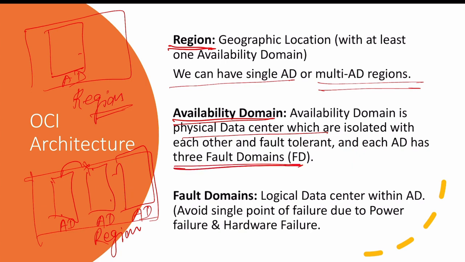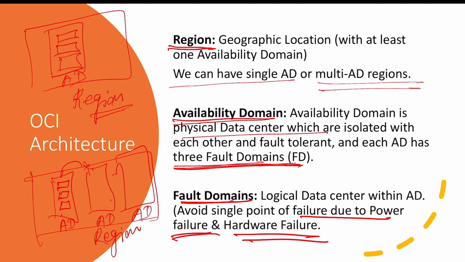This is a very important part. Every AD has 3 fault domains. So what exactly are these fault domains? There is a fixed number of FDs within an AD. The fault domains are logical data centers within an AD to avoid a single point of failure due to power failure or hardware failure. So they can ask, if you need to avoid power failure or hardware failure within a region or availability domain in OCI, what will you use? We will use fault domains for this. So within an AD we have 3 FDs.